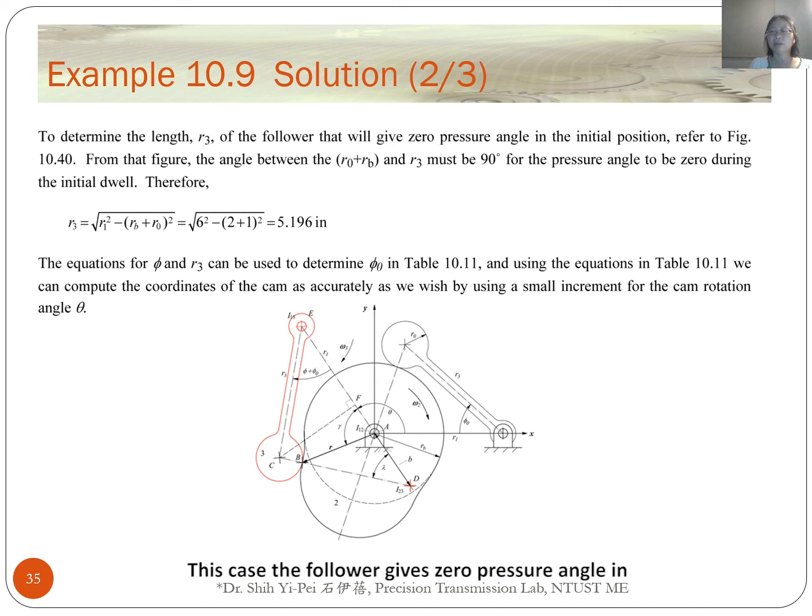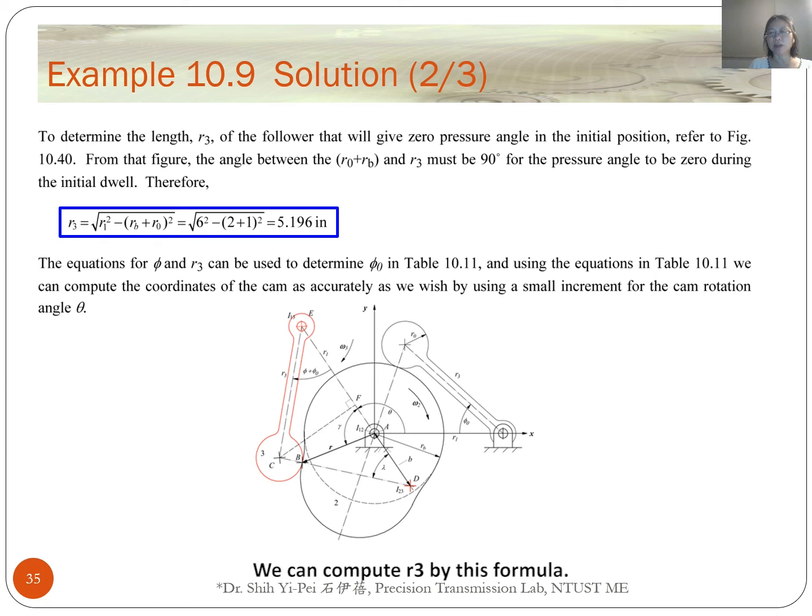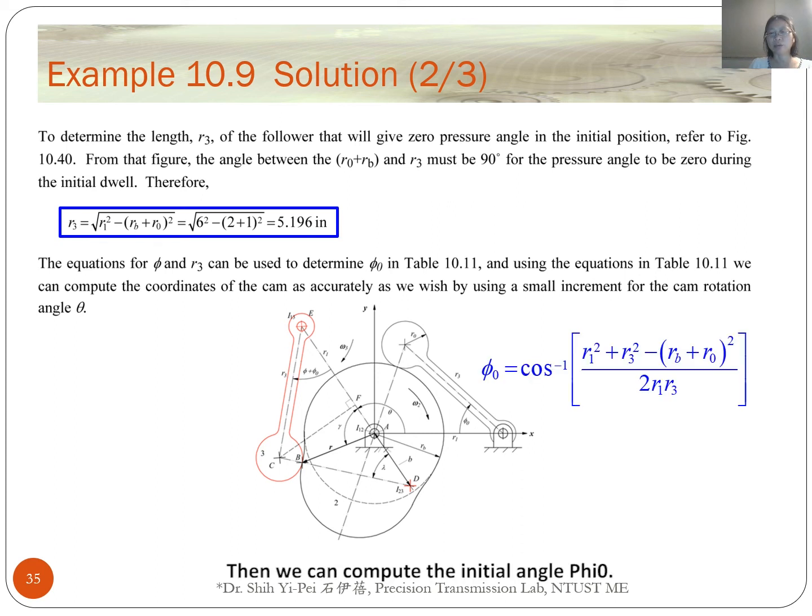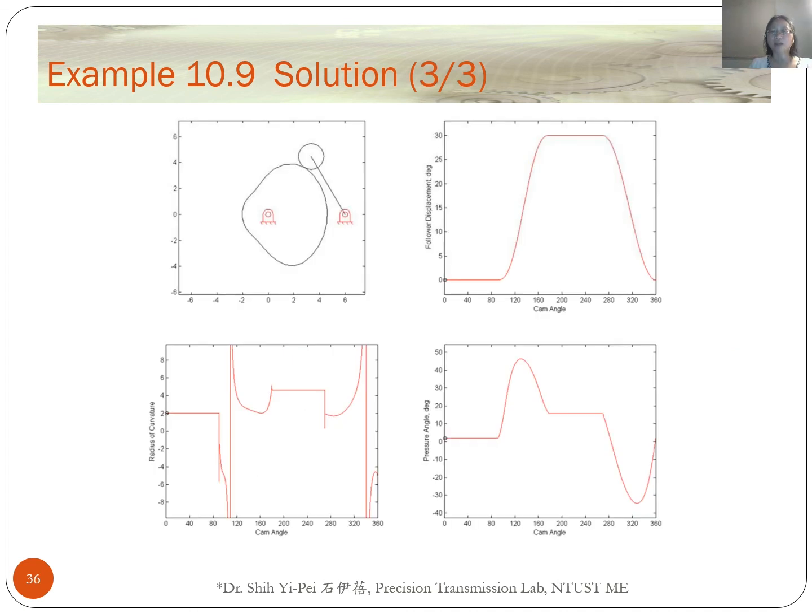In this case, the follower has 0 pressure angle in the initial position. The angle ACE must be 19 degrees for the pressure angle to be 0 during the initial dwell. Therefore, from the right triangle ACE, we can compute R3 by this formula. Then we can compute the initial angle phi 0. This diagram shows the cam follower system, the follower displacement, radius of curvature on the cam surface, and the pressure angle. Later, I will show you how to use Excel to solve this problem.